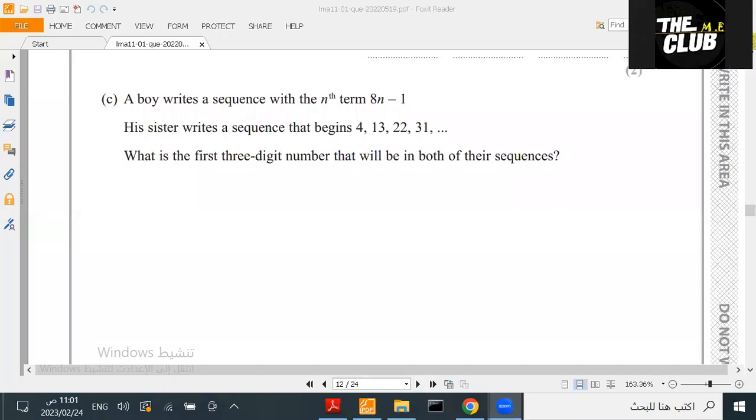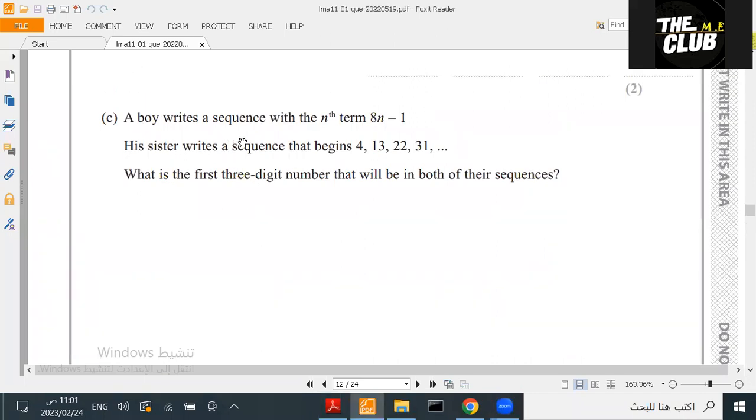Okay, we are back to question 20, part C. A boy writes a sequence with the nth term 8n minus 1. The sister writes a sequence that begins 4, 13, 22, 31. What is the first three-digit number that will be in both of the sequences? So we need the first three-digit number in the sequences.